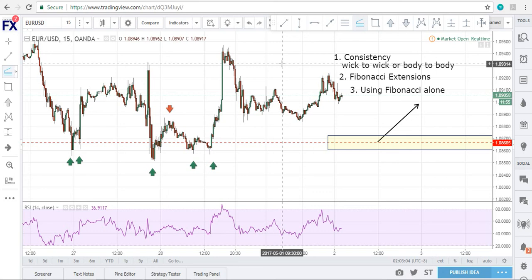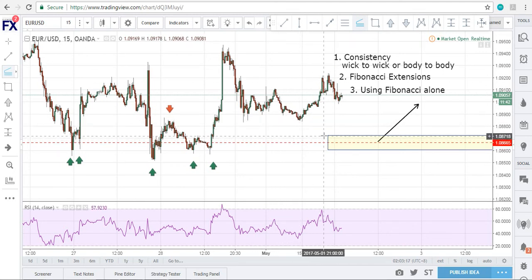The last one is never use Fibonacci alone, because Fibonacci alone will not justify a certain position that we may want to enter. We should always combine it with structure, which is most important, possibly some RSI divergence, or depending on which indicators you use.